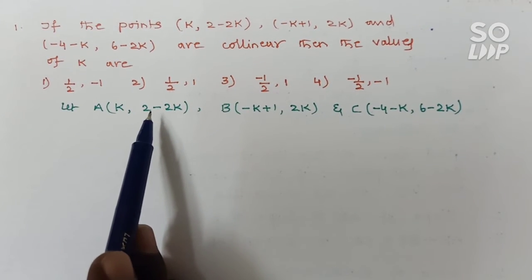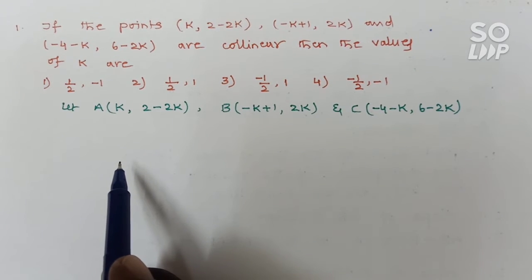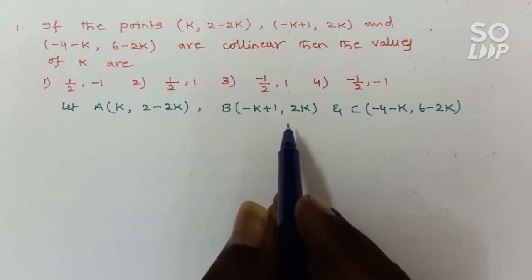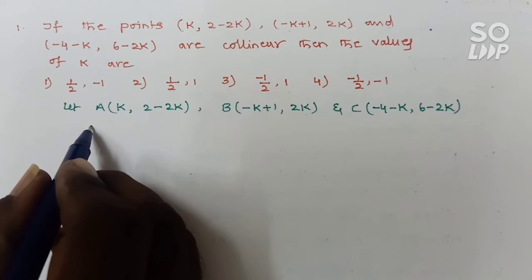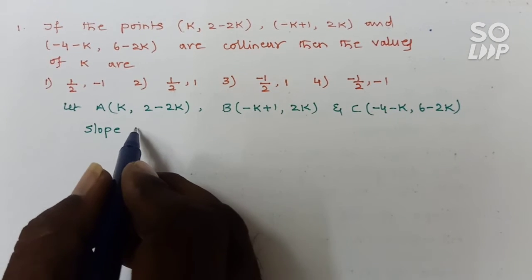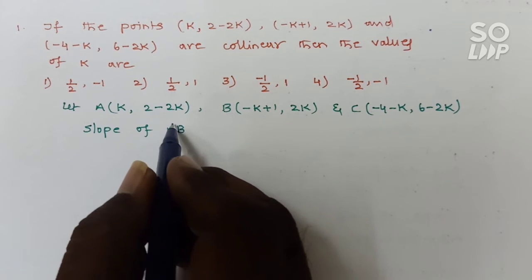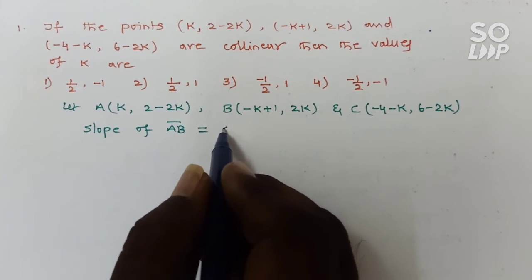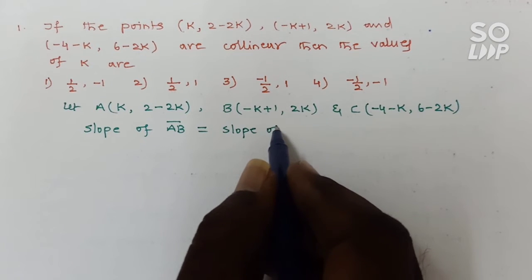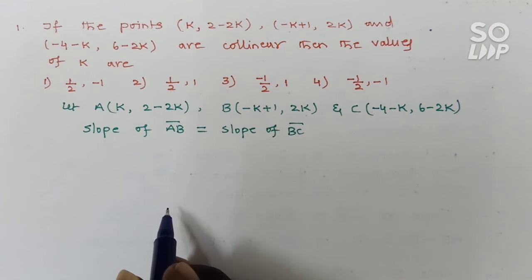Let me take these points as A, B and C. Which is the best method for collinear points? The slope concept is the best method. Here you write that the slope of AB is equal to the slope of BC, or slope of AC.